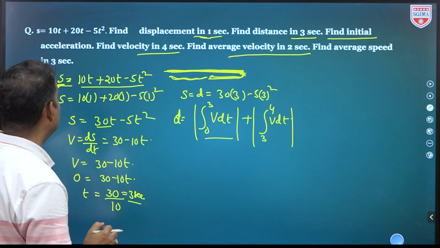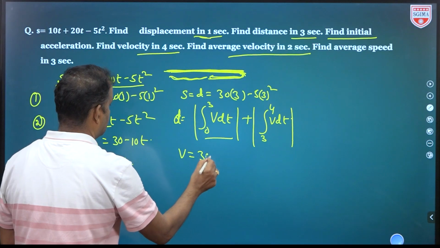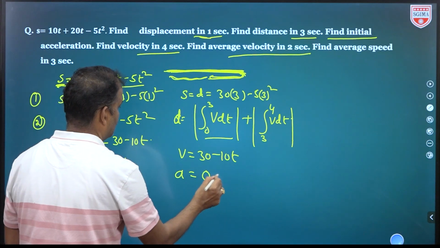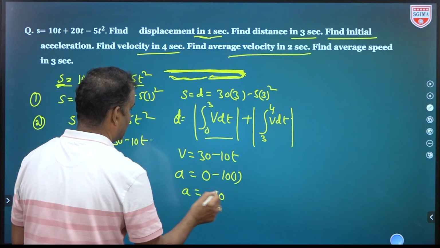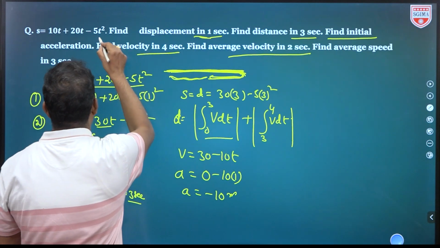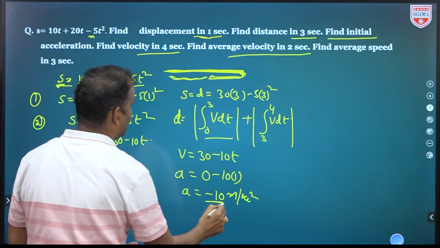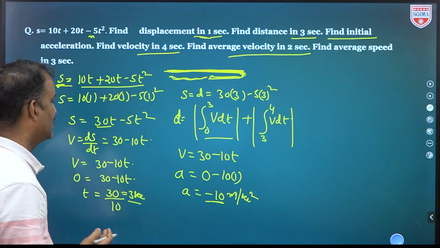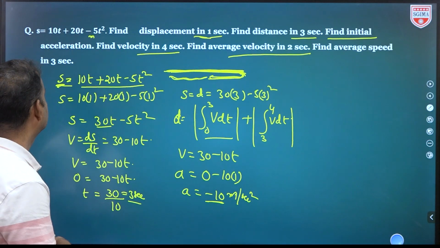Now, find the initial acceleration. Velocity I know, velocity is equal to 30 minus 10t. Differentiation: acceleration is 30 differentiated gives 0, minus 10t differentiated gives 10. So acceleration is minus 10. If meters is given, then meters per second square. It is constant, independent of time. So acceleration is always minus 10 meters per second square. There is no need of initial or final, because it is always constant.